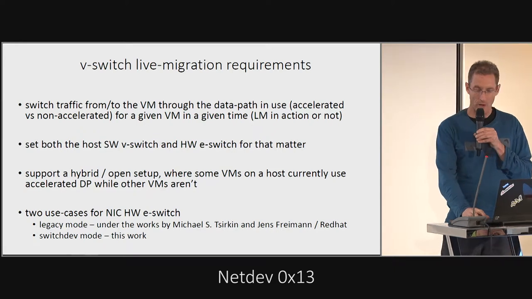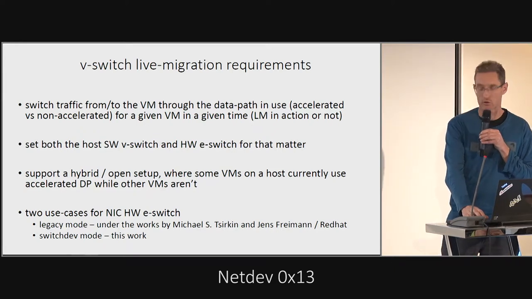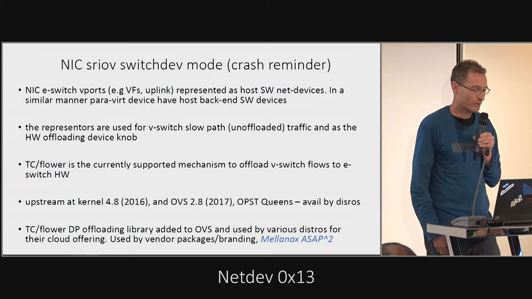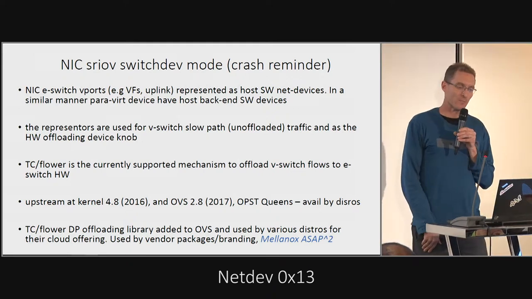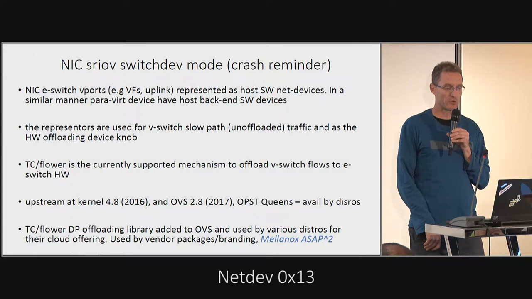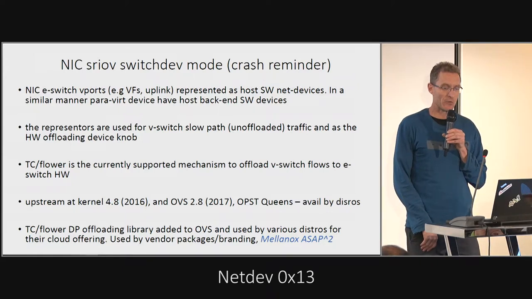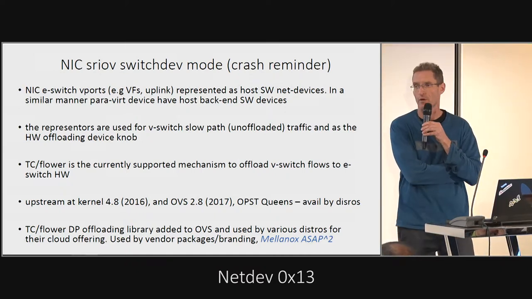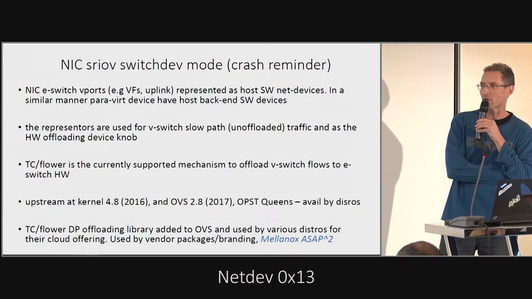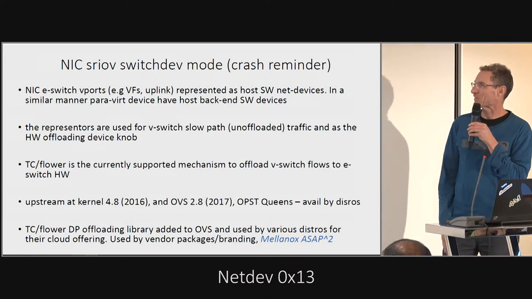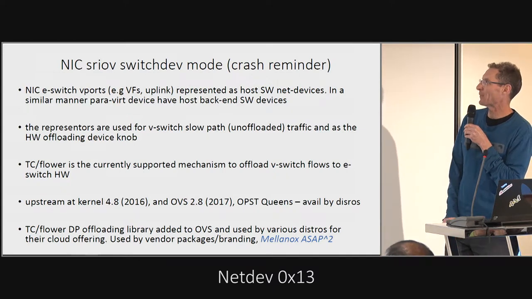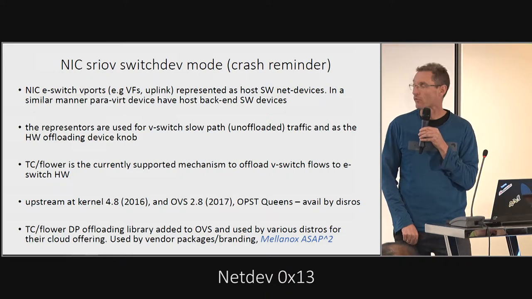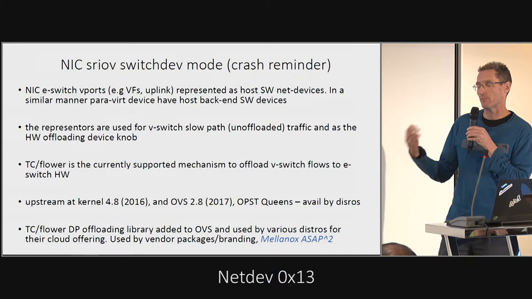So how do I propose to do live migration in the switchdev mode? Before I do that, I'll have a crash reminder on the switchdev mode. The thing in the switchdev mode for SRIOV is that we have a representation in the hypervisor. We have a software representation in the hypervisor for the port of the embedded switch. So in Linux, everything is a netdev or a file or I don't know what. So this representation is, of course, a net device. And they resemble, in a way, the backend net devices that paravirtualization has. You can plug them into a virtual switch model.